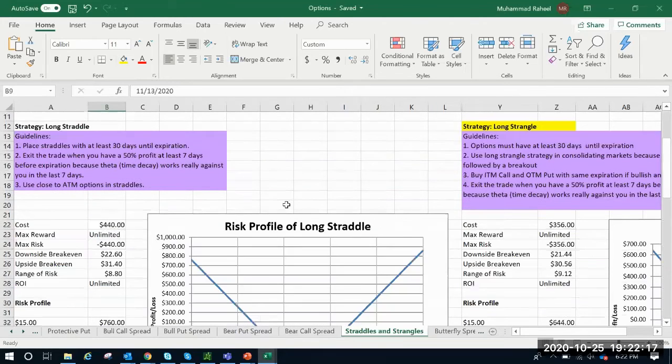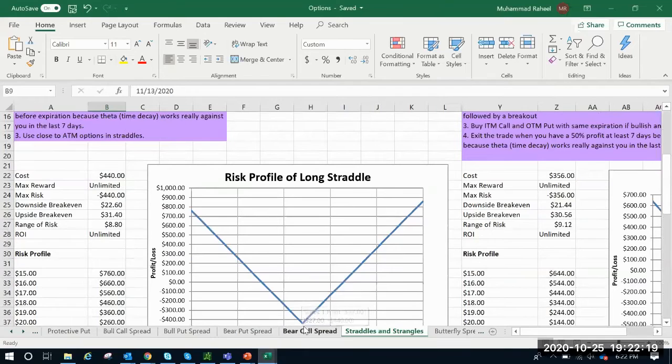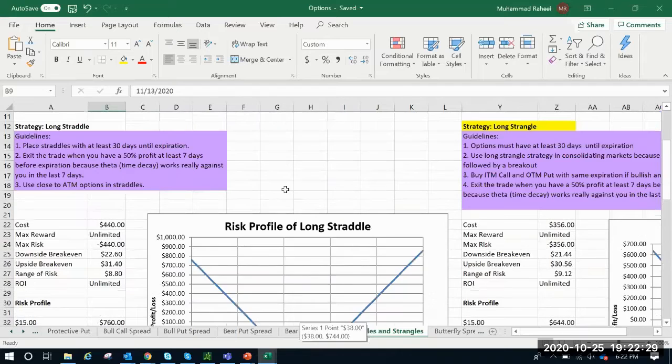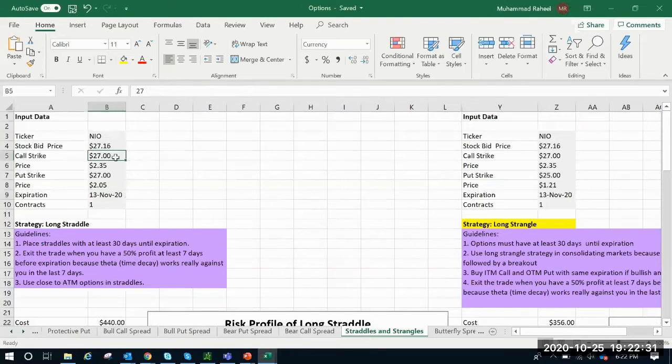I think NIO is going to either make a huge upward move or a huge downward move. It's not going to hold itself around 27. It's either going to be 35 or it's going to be back to 20. That's the bet I'm playing. So how do you play that? You say, look, I can buy a call at 27 and a put at 27, right?